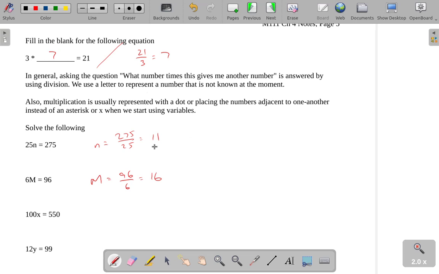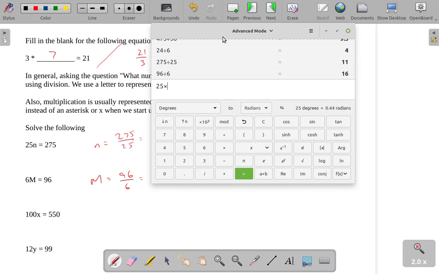Now, don't just take my word on it. We can always check these. And to check to see if something like this is true, we just say, okay, well, let's try plugging it back in. Well, 25 times some number equals 275. I'm checking to see if this is true, so I'm going to put a question mark over this equals. I'm checking to see if this is a true statement. So I'll just plug it into the calculator. What is 25 times 11? 25 times 11 gives me 275. You can see that one comes out correctly.